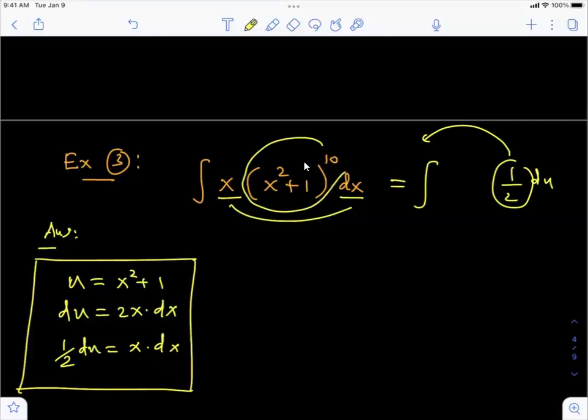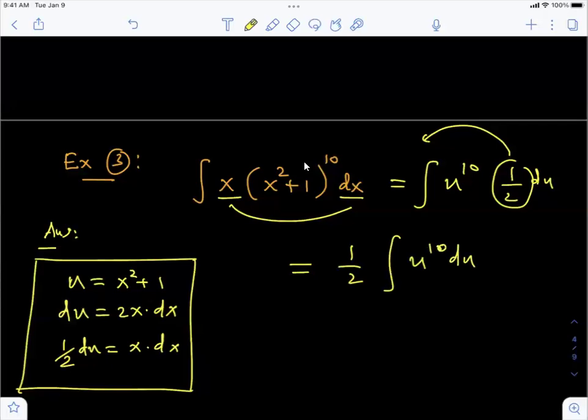And then this component has just u to the 10. Now the integral right here becomes 1/2 the integral of u to the 10 du. You know how to perform the integral of u to the 10, which is u to the 11 over 11 plus c. You can combine these two constants if you like, and that means 1 over 22. So that's going to be 1/22, then u to the 11th is none other than the 11th power of x squared plus 1.